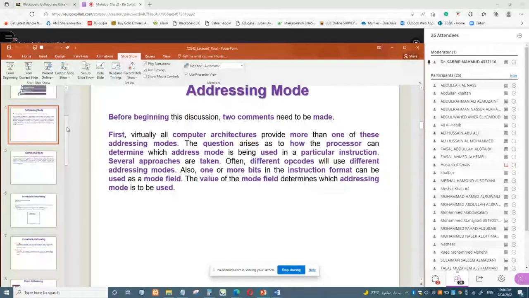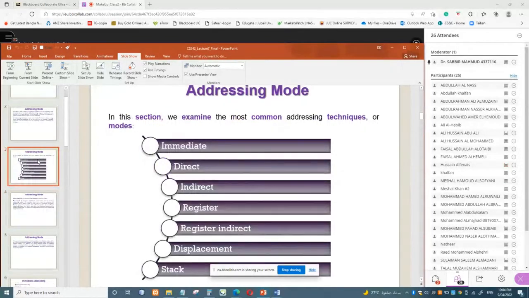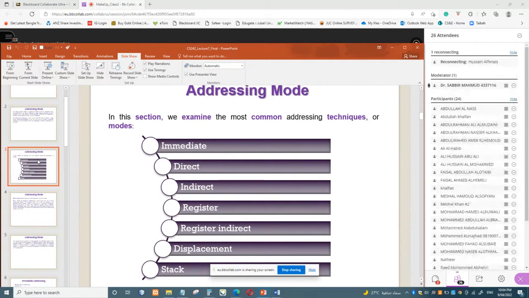First we'll try to understand what is actually addressing mode, and then we'll discuss the main six addressing modes that we need to understand. There is another one, the seventh, the stack addressing mode. We will not cover that one. That's not very important for us as well. So first of all, what is addressing mode?